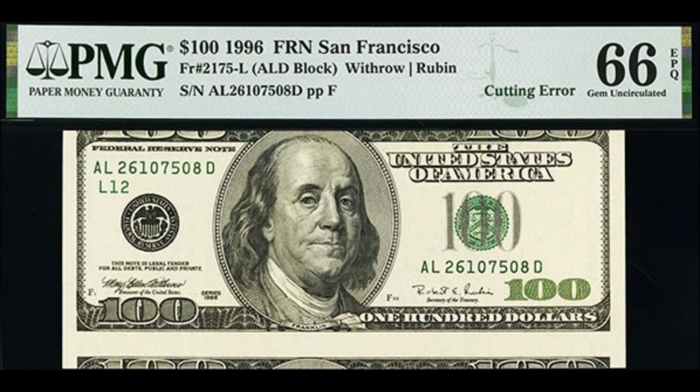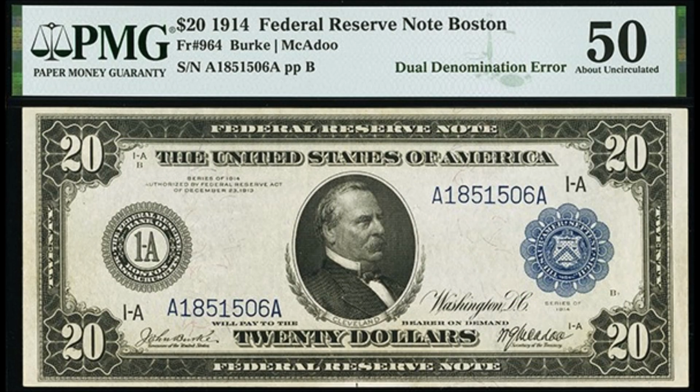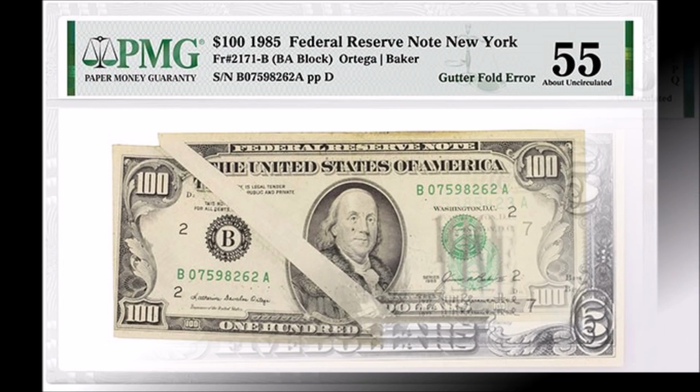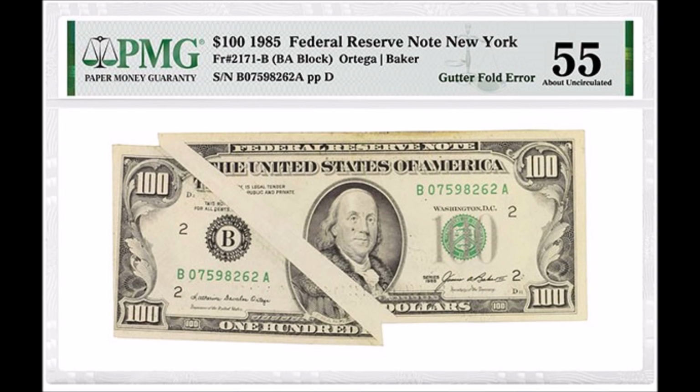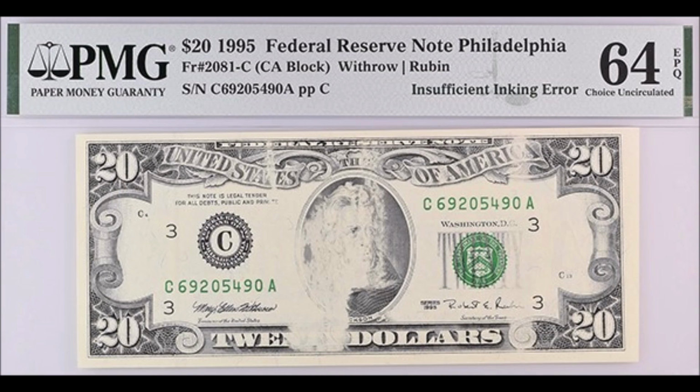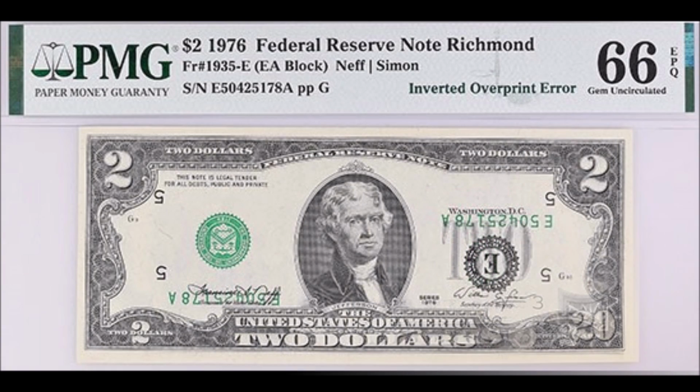That concludes this list of error banknotes that you should be looking out for in your pocket change and in any collection that you might inherit. Some of these are much more scarce to come across than others, and some of these show majorly dramatic examples of these errors to really outline and detail what they are.